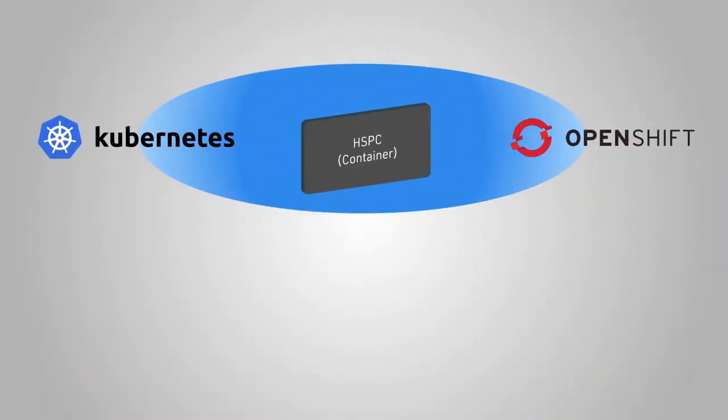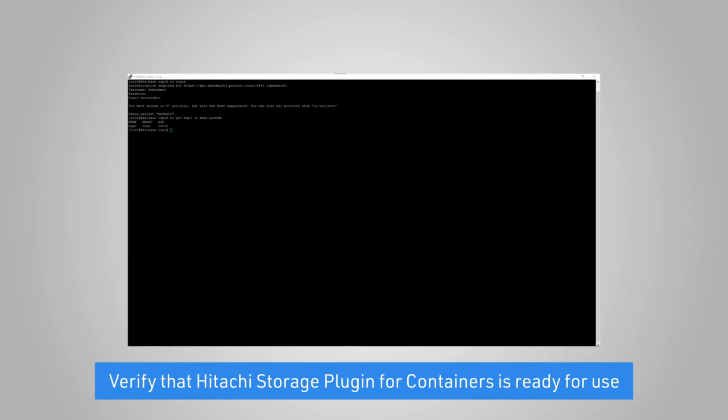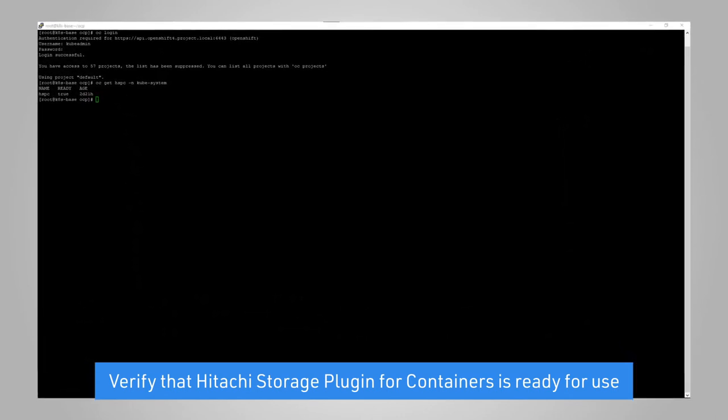Let's dynamically create a volume, attach it to a container, and run VDBench from the container to generate workloads. First, with Hitachi Storage Plug-in already installed, verify Hitachi Storage Plug-in for containers is ready for use.